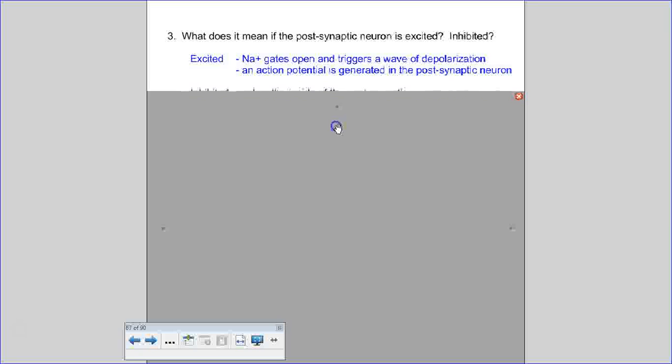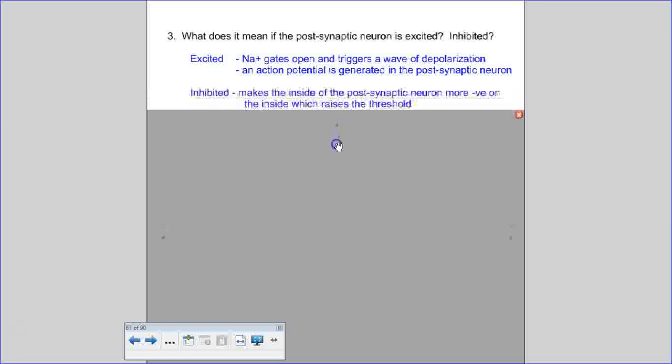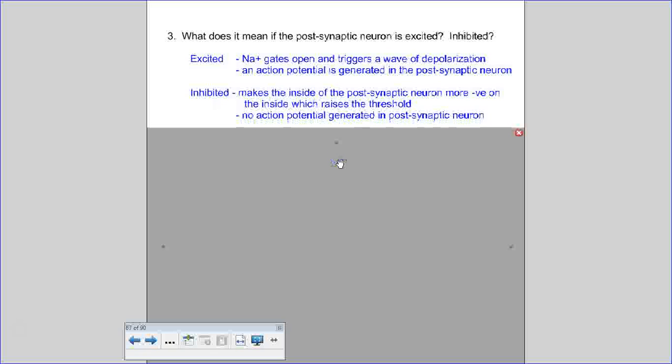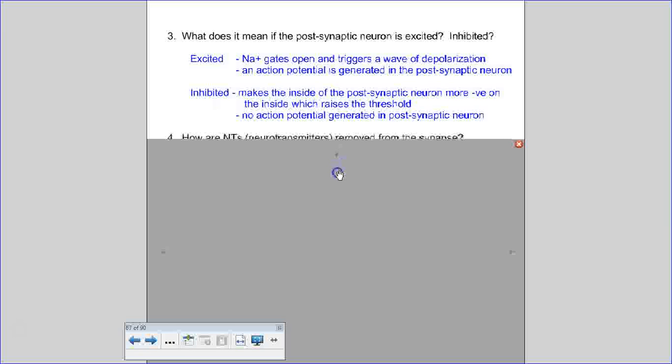If it's inhibited, then it makes it more negative on the inside usually, so it takes it kind of farther away from reaching its threshold to be able to have the neuron fire. So it could be that it opened a chloride channel or some other means of inhibiting it from happening. No action potential would happen.